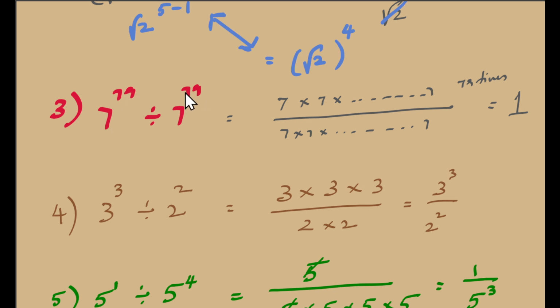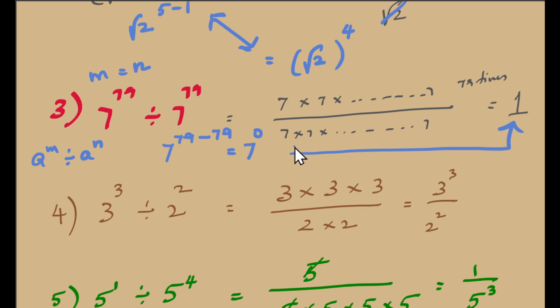And what about this one? Here you see a case of m being equal to n. A raised to the power m divided by a raised to the power n, where m is equal to n. Whatever it is, we have 7 raised to the power 79 minus 79 if you apply the rule, which is equal to 7 raised to the power 0. So 7 is multiplied no number of times. So this is going to give you 1. Right? And this argument also justifies why 7 to the power 0 is equal to 1.